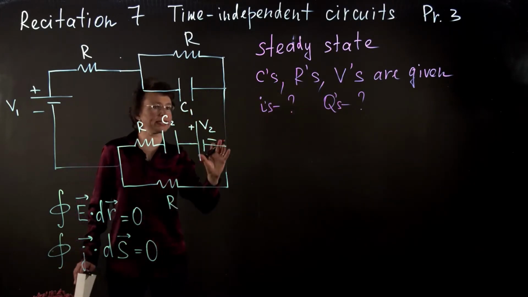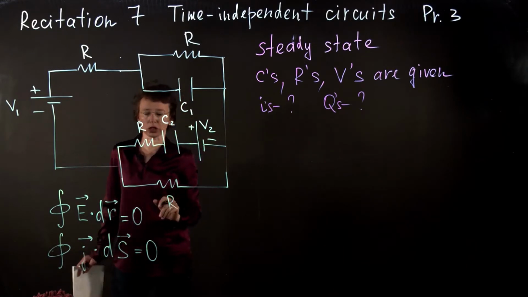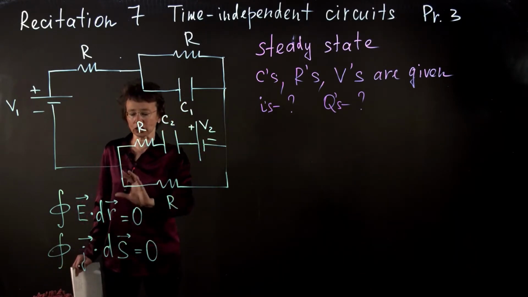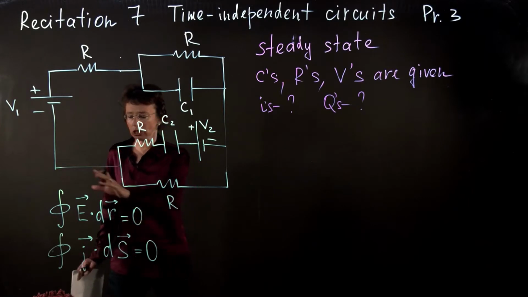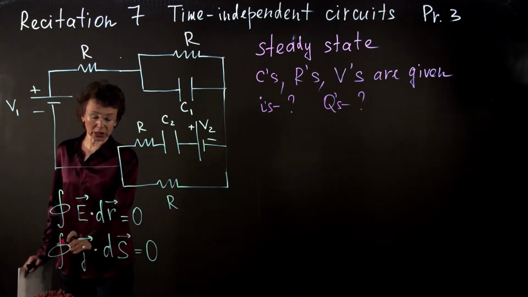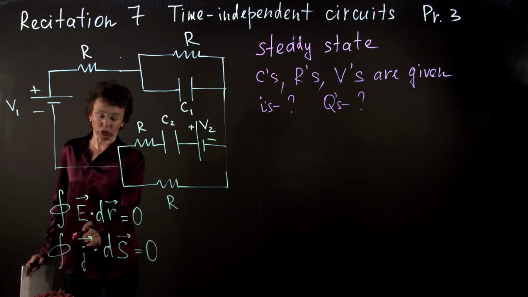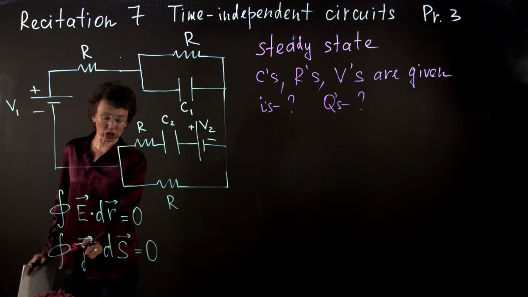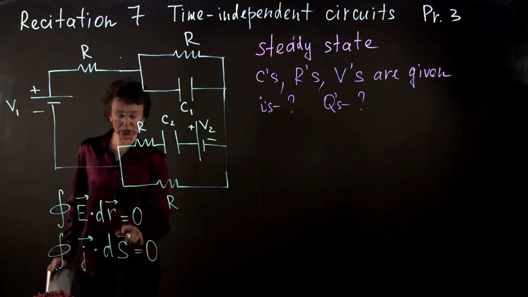We will follow the steps as always when we work with circuits, and first of all we write the laws that we will use. Integral E dot dr over a closed loop is equal to 0, and the continuity equation: the integral flux of current density J through a closed surface is 0.